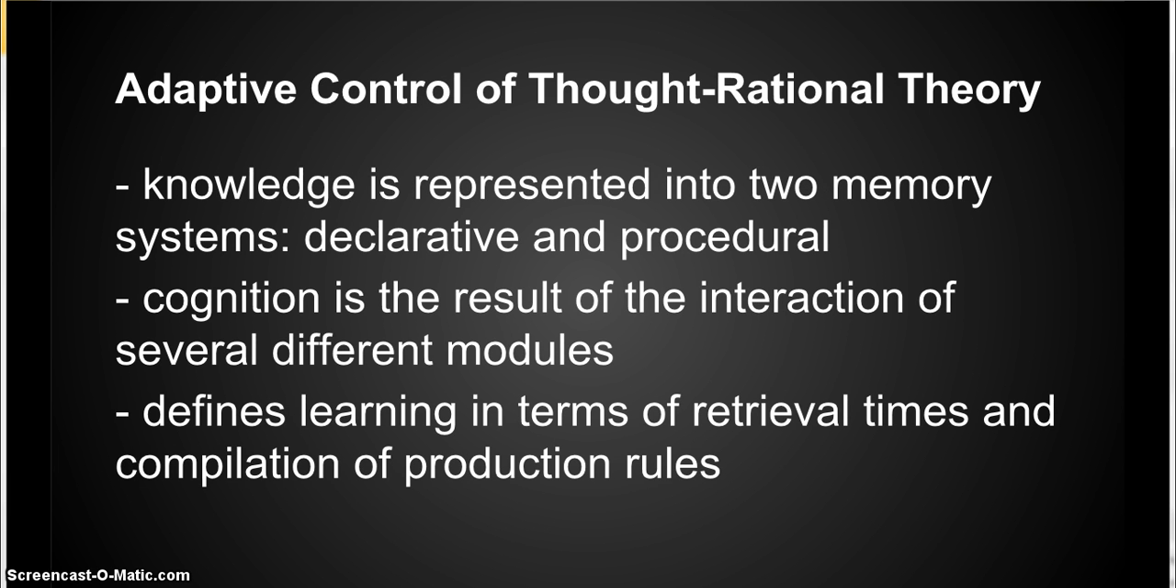In the ACT-R theory, also known as the adaptive control of thought and rationale theory, knowledge is represented in two memory systems. The declarative memory, which was where the memory would store facts, and procedural memory, where the memory would store rules. And cognition is a result of the interaction of several different modules. Those modules included visual, problem state, control, declarative, procedural, and manual. These modules can act on information at the same time. However, one limitation is that each can only deposit a little information at a time into the buffer associated with the module.